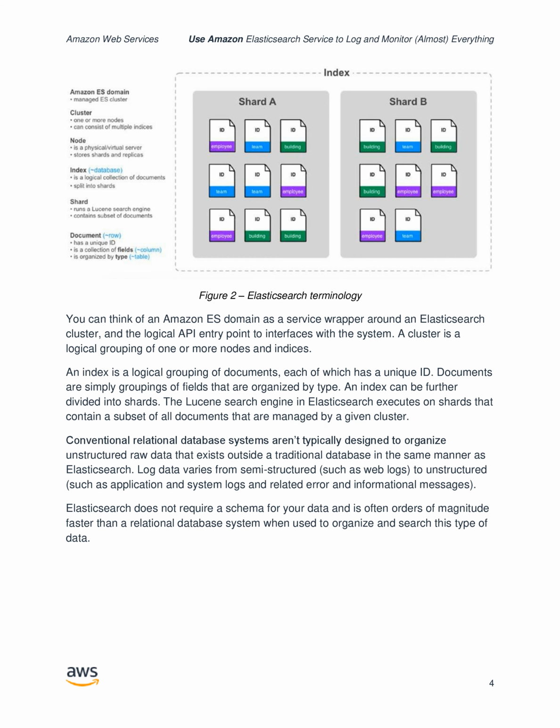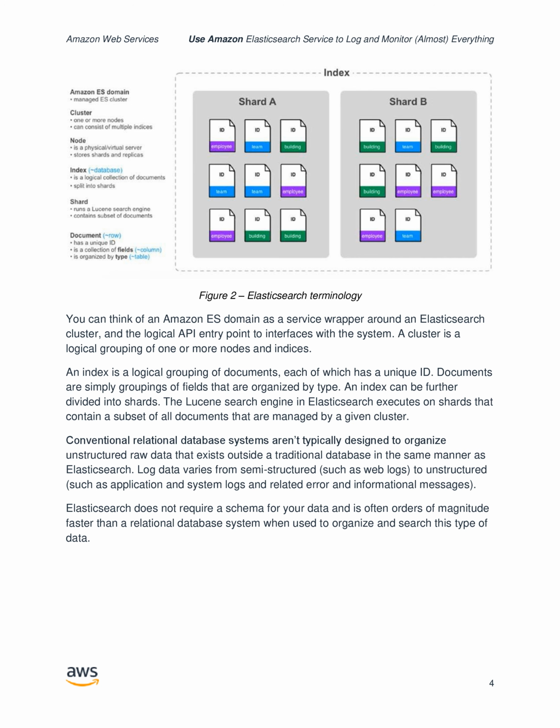You can think of an Amazon ES domain as a service wrapper around an Elasticsearch cluster, and the logical API entry point to interface with the system. A cluster is a logical grouping of one or more nodes and indices. An index is a logical grouping of documents, each of which has a unique ID. Documents are simply groupings of fields that are organized by type. An index can be further divided into shards. The Lucene search engine in Elasticsearch executes on shards that contain a subset of all documents that are managed by a given cluster.